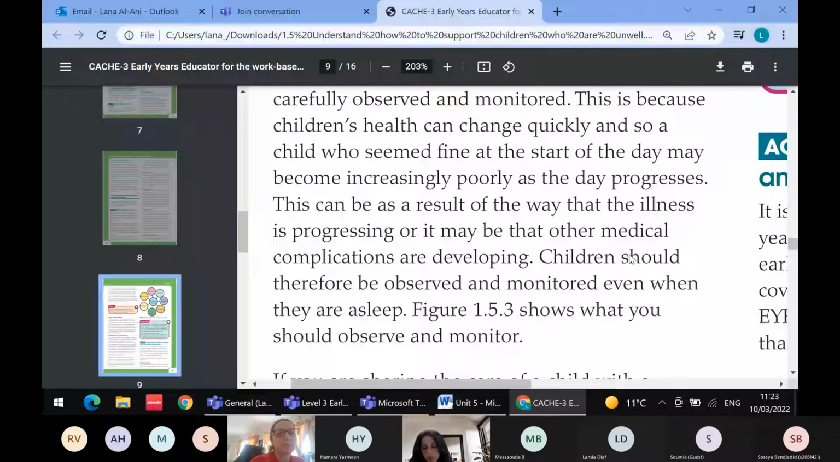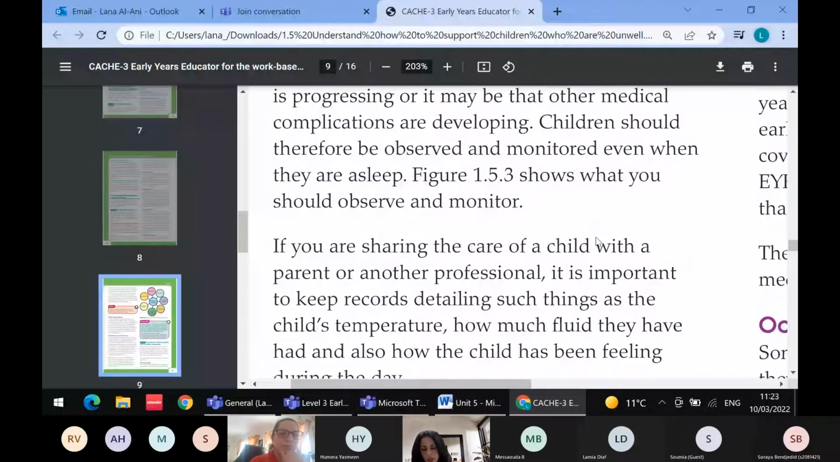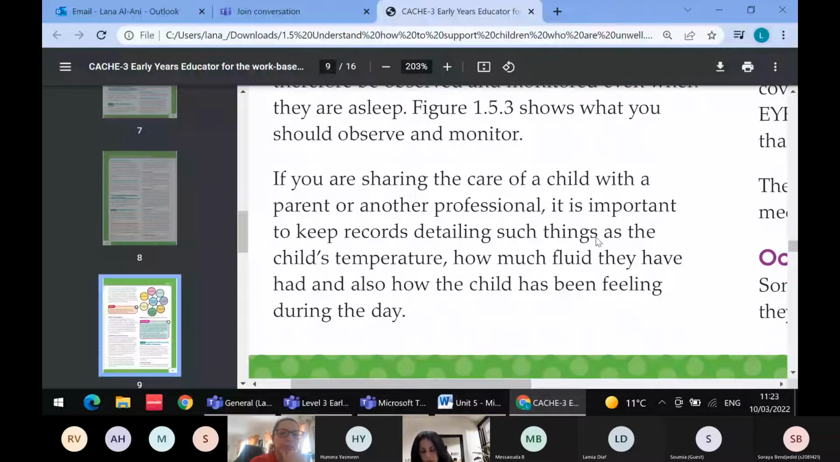It's very important. If you are sharing the care of the child with a parent or another professional, it is very important to keep a record of this. So if they have an illness, you need to keep records of it. What happened? The temperature, did it go up? Did it go lower? How much fluid did they have during the day? When did he or she start to feel ill during the day? All this is very important to record.